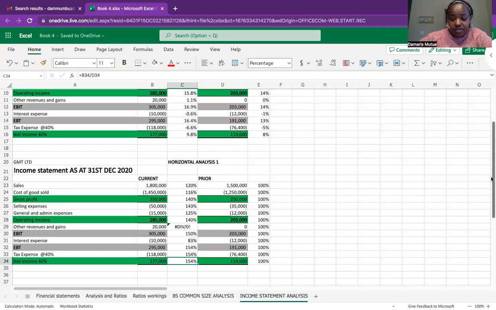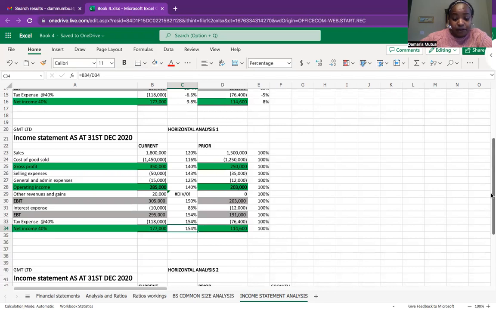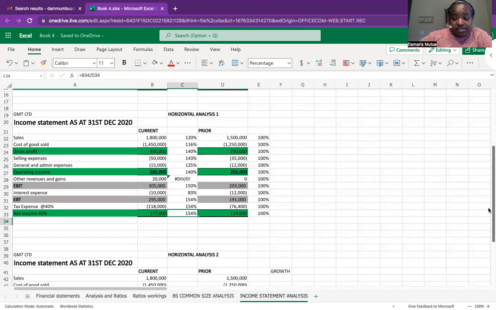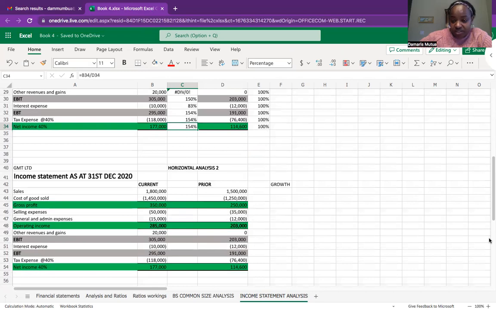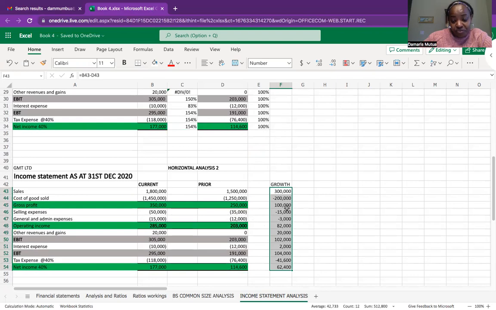So very fast, let's jump over into horizontal analysis. The second analysis, which is change from one period to the other. Here we're going to be using the growth from one period to the other. For example, we have the current sales at 1.8 compared to 1.5 in the prior period. So our sales have increased by 300,000. So we're going to first get the growth, then we get the percentage growth in the different line items.